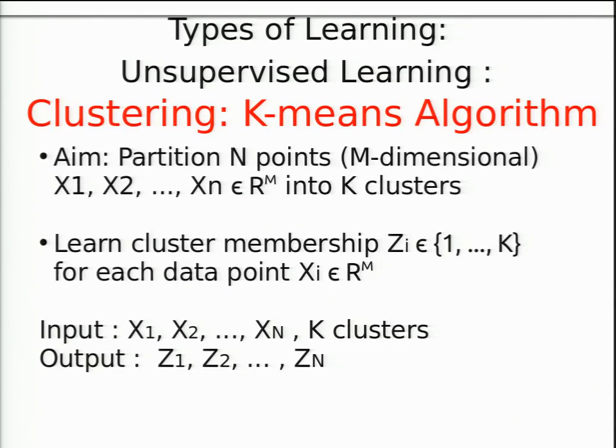Let's look at a way of doing this. A popular clustering algorithm is the k-means clustering algorithm. How many of you have seen k-means before? Okay, about 50% of you. Suppose you are given some data points x1 through xn, and you want to learn the cluster membership for each data point. The input is a set of points x1 through xn, and there are no y's here. The output is basically some z1 through zn, where each zi denotes which cluster the xi belongs to.